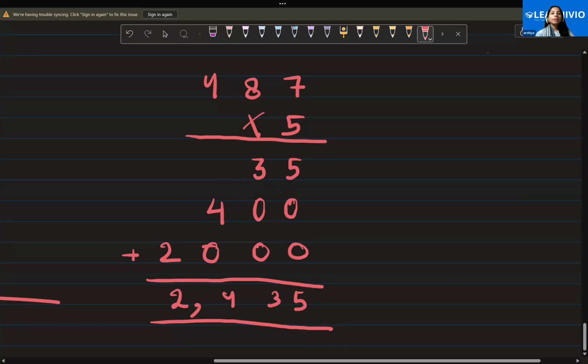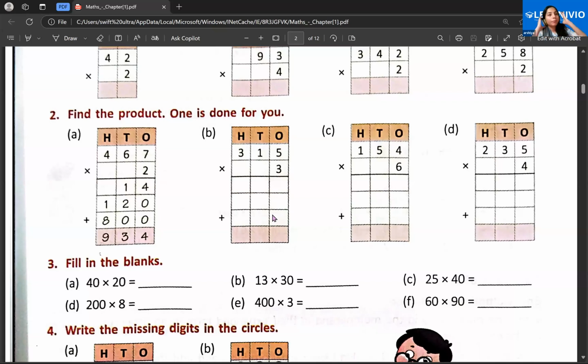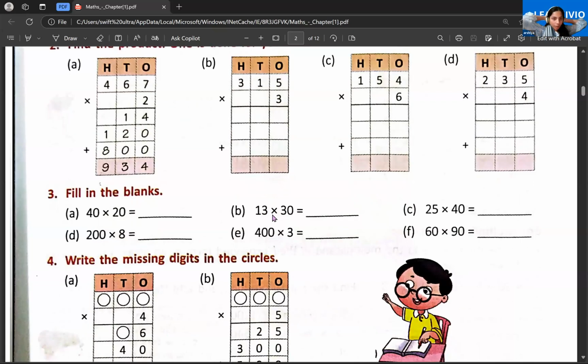I've already written it. We'll practice some. Sorry, can you repeat? I already wrote it. Okay, I've shared a different screen.